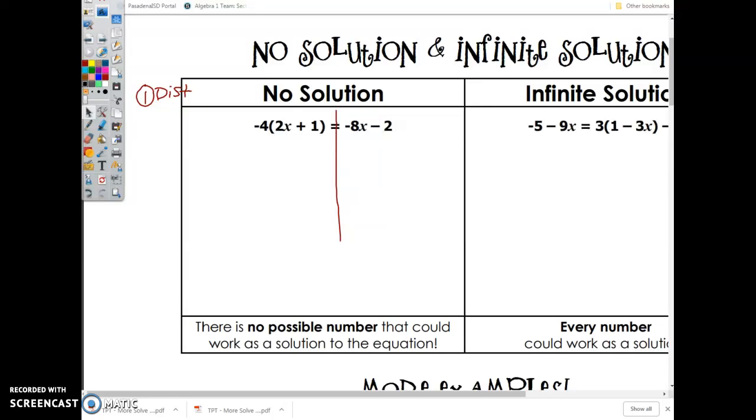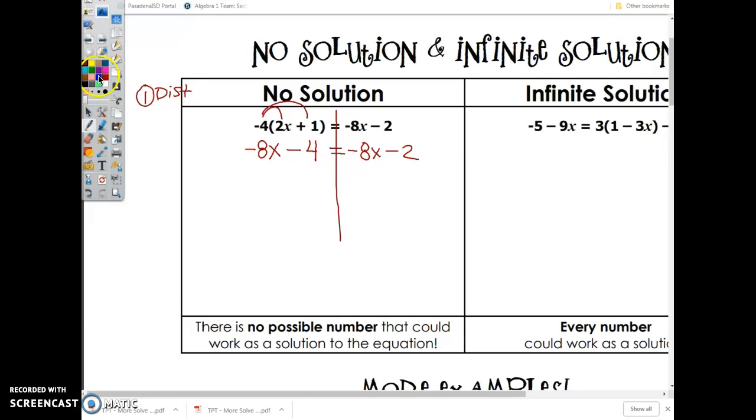Okay, so I'm going to do the first two, the no solution and the infinite solution, and you guys are going to do the bottom ones. We're going to start off with distributing. Step 1 is to distribute, so you are supposed to distribute the -4 and multiply it inside the parentheses. So what is -4 times 2x? -8x. What's -4 times 1? -4. Okay? Everything else comes down.